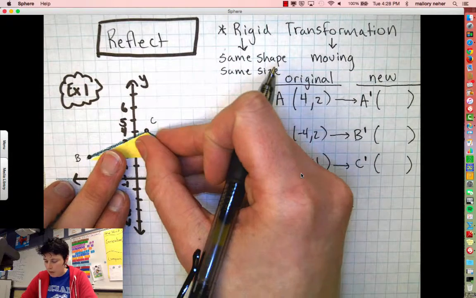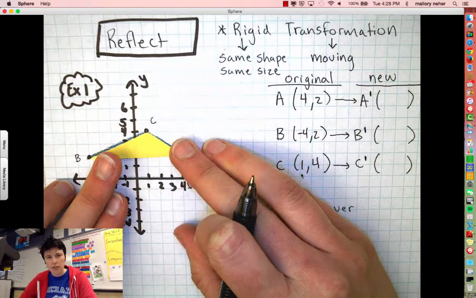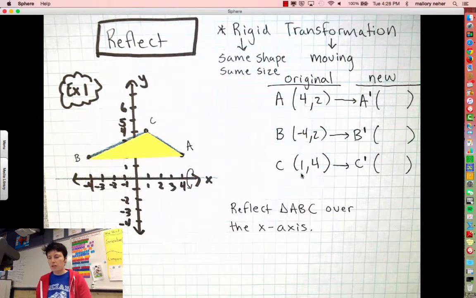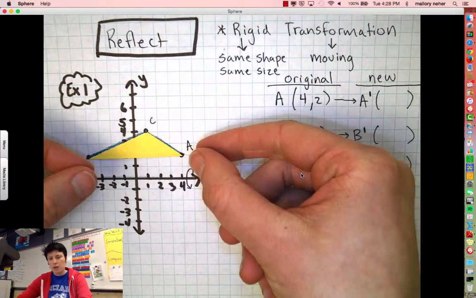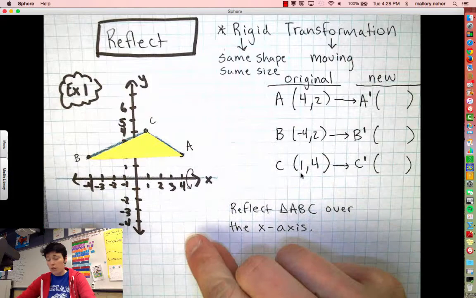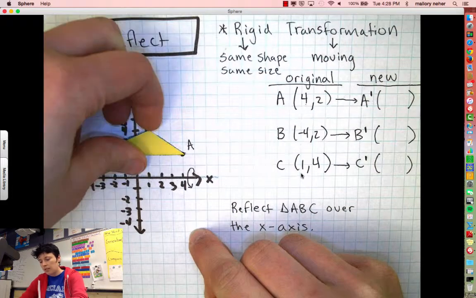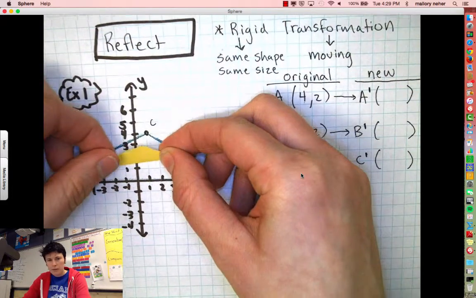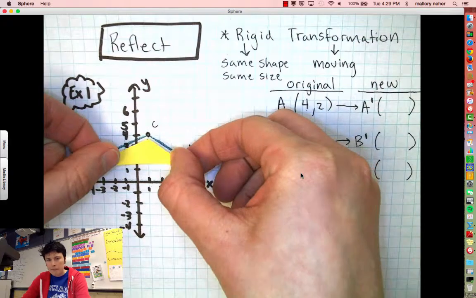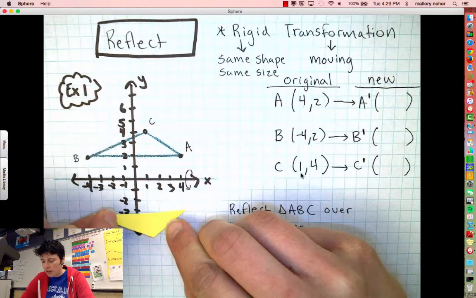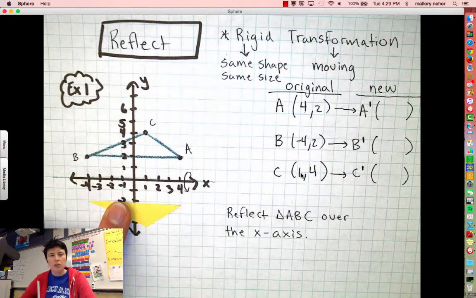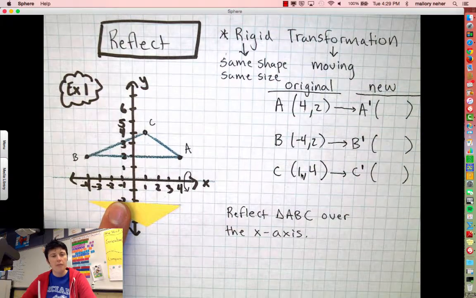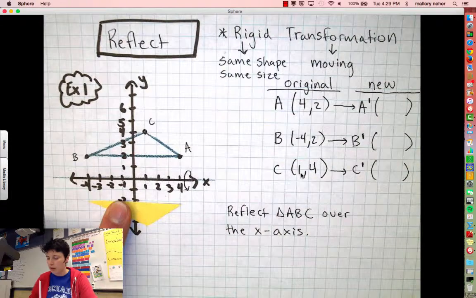If I put a little piece of paper inside this triangle, just a little piece of paper cut out to fit the triangle, a reflection would be to take that piece of paper, turn it over, and flip it over the x-axis. So literally grab that piece of paper, that triangle, flip it over and put it on this side, the total opposite side. So it's going to look something like that. And so what we've got to do is find those new points.